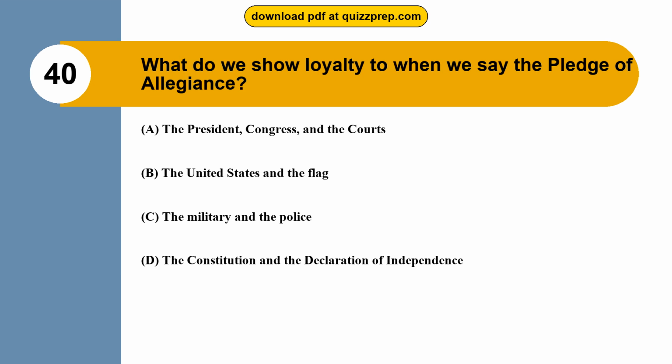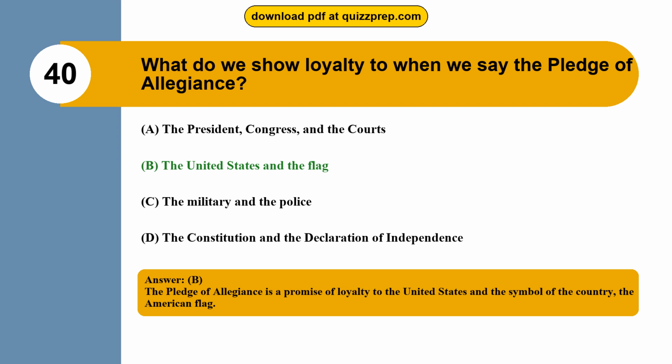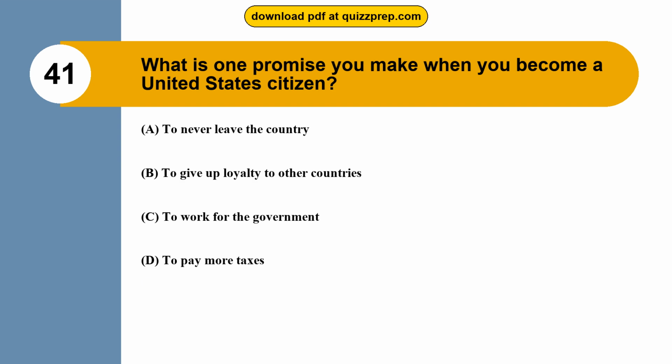Question 40. What do we show loyalty to when we say the Pledge of Allegiance? Option A, the President, Congress, and the courts. Option B, the United States and the flag. Option C, the military and the police. Option D, the Constitution and the Declaration of Independence. The correct answer is option B, the United States and the flag. The Pledge of Allegiance is a promise of loyalty to the United States and the symbol of the country, the American flag.